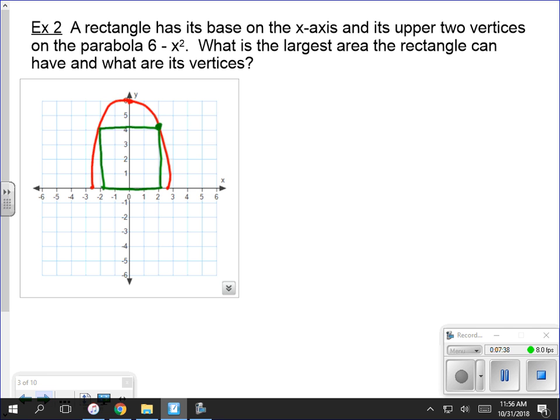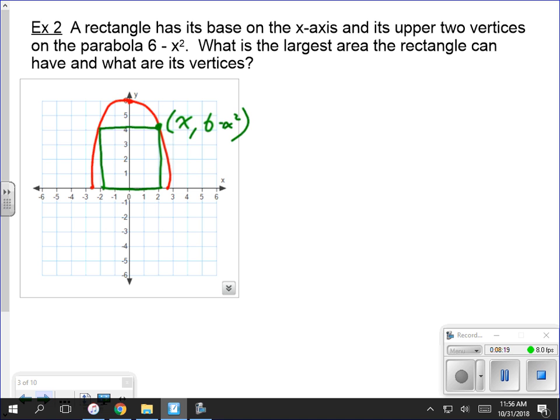Now, the easiest way to do it is think about this coordinate here. This coordinate is x, and the y-coordinate. What is my y-coordinate? 6 minus x squared. If this was 2, I would plug 2 into there. If this was 1, I would plug 1 into there. What do I do if I know what x is? I plug x in there. My y-coordinate is that. That's my xy coordinate for that vertex. On the other side, it's negative x, 6 minus x squared.